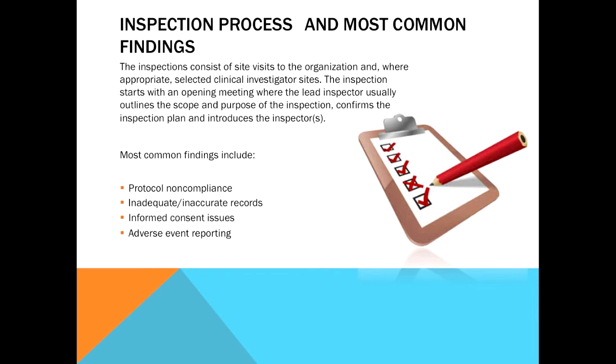Upon completion of the inspection process, if inspectors find issues related to the clinical trial process, certain measures should be taken. Here are a few examples of the most common findings during an inspection. Protocol non-compliance, inadequate or inaccurate records, informed consent issues, among others.